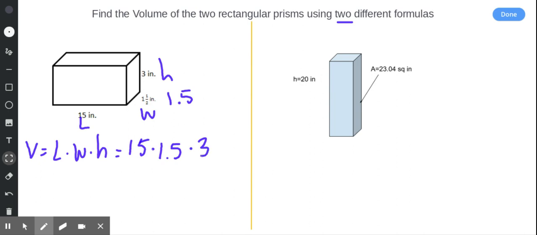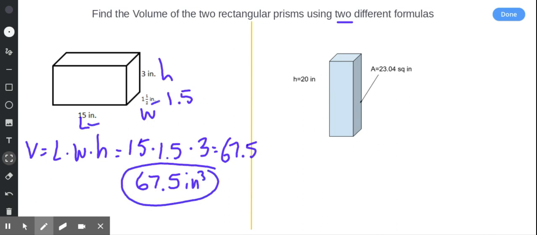And when I plug that into my calculator, I get 67 and 5 tenths, and that is cubic inches. So 67.5 inches cubed, because it's inches times inches times inches, which is inches cubed. That was nothing different from lesson 7.